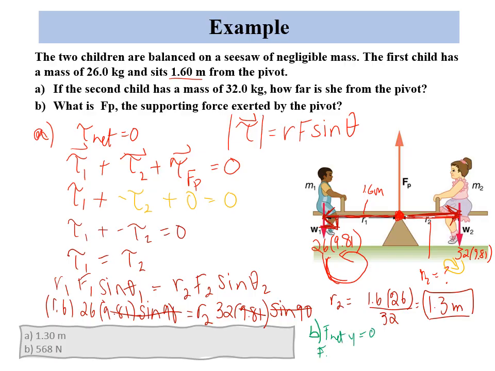You have Fp, plus negative 26 times 9.81, which is just minus 26 times 9.81, plus 32 times 9.81. The negative is because of their direction. And then you can solve for Fp.